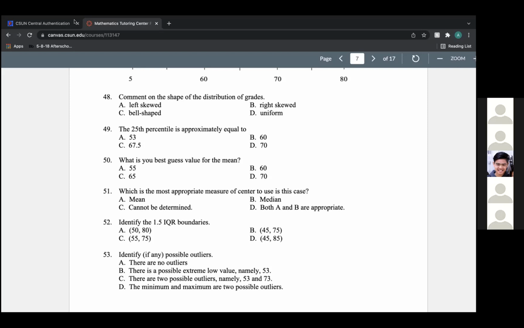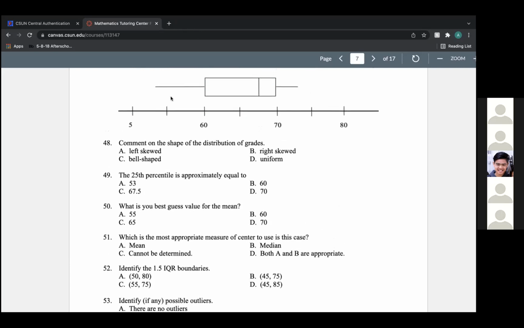All right, anyways. 53, identify, if any, possible outliers. So are there any outliers in this example? Yes. You think so, eh? Where? Oh, well, like over here. Well, yeah. I don't know how many data points I have there. For all I know, the only data point is that one at the end. But what number is that?